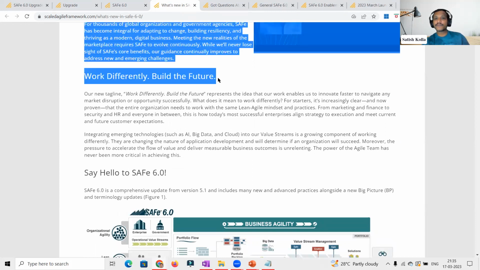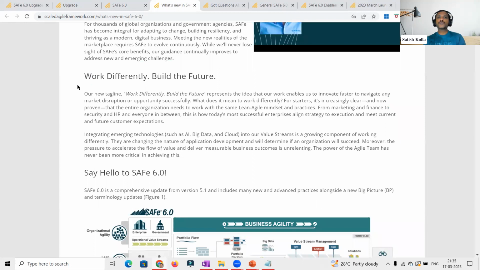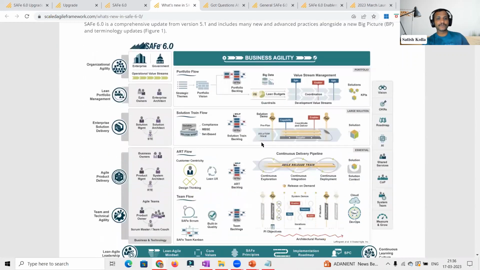The main theme of the 6.0 is work differently, build the future. There's a new tagline the Scaled Agile team came up with as part of this version 6.0, and they are calling it ABCD. They included AI, big data, cloud, and DevOps. DevOps is already there. So they're calling it the ABCD of the Safe framework, or the 6.0: work differently, build the future. These are the different things they are trying to highlight as part of this new version.